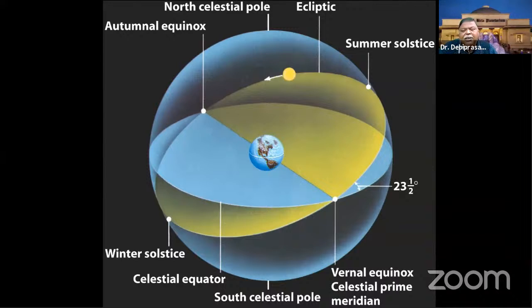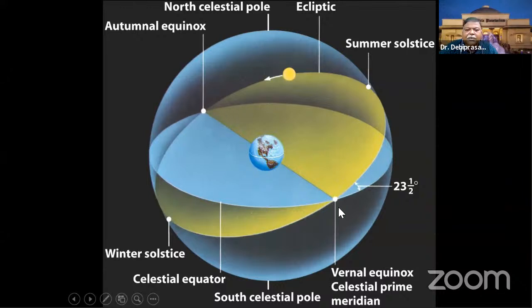This apparent imaginary path of the sun on the sky is called the ecliptic, the locus of eclipses. You also all know that Earth is going around the sun around an axis, and it goes around itself once in 24 hours around another axis, and these two axes are not parallel. They're inclined at an angle of 23.5 degrees. Since they're inclined to one another, two imaginary planes, the blue-colored celestial equatorial plane and the yellow-colored ecliptic plane, will intersect each other along a straight line.